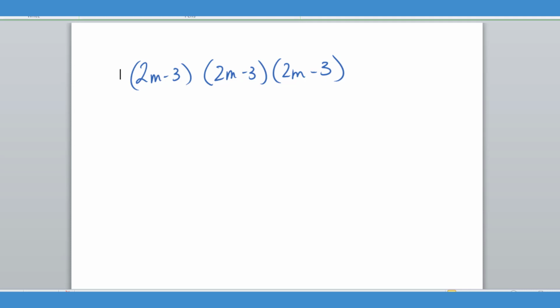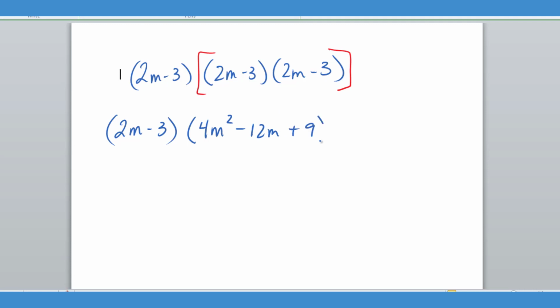What I'm going to recommend that you do is work with these last two together first. And so I'm just going to bring down this 2m minus 3. Now when I multiply 2m minus 3 times 2m minus 3, I actually have a binomial squared. So you can either FOIL this or you can use the binomial squared pattern. Regardless, you're going to get 4m squared minus 12m plus 9.